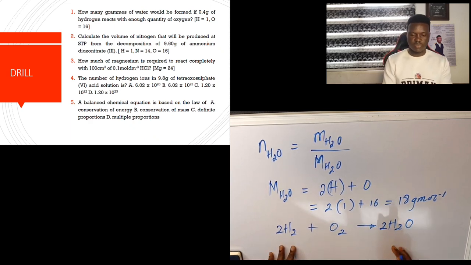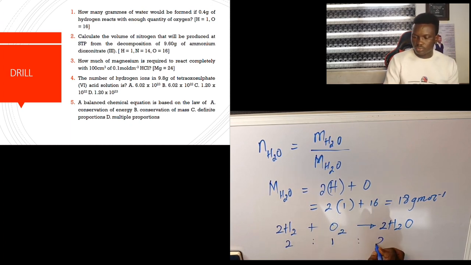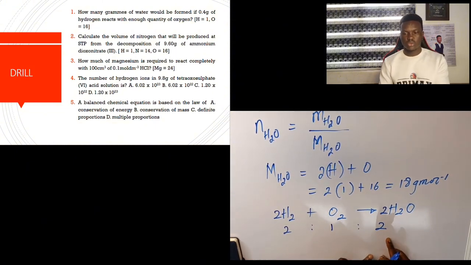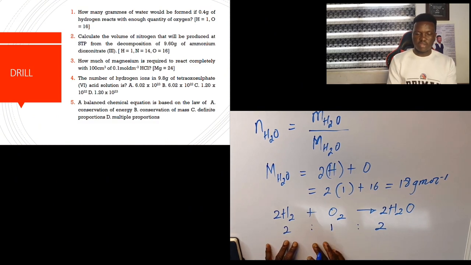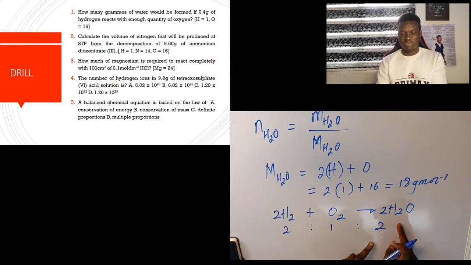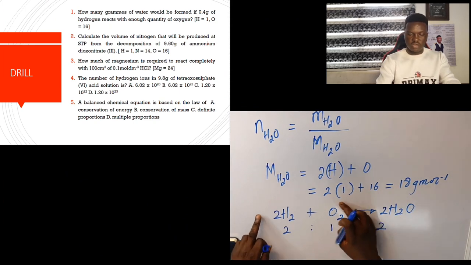So the equation is balanced. So you can now say this is 2:1 to 2. So the balanced equation shows 2:1 to 2. So what does that mean? Now, if this one is 10, then this will be 5, then this will be 10. So meaning that I can know the number of mole of water even if I know any of these.